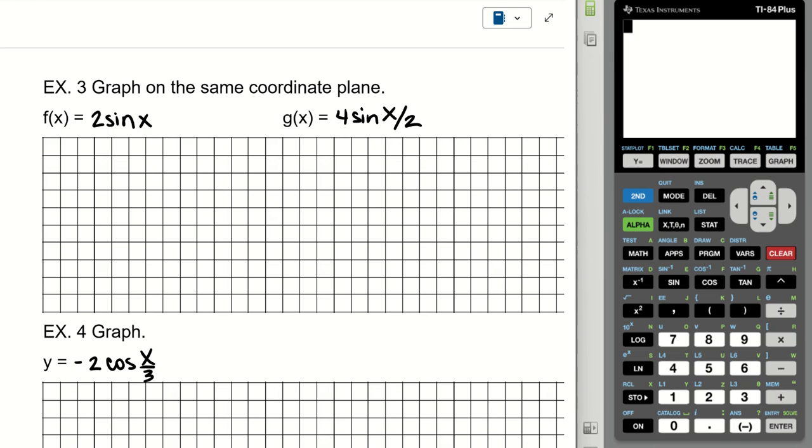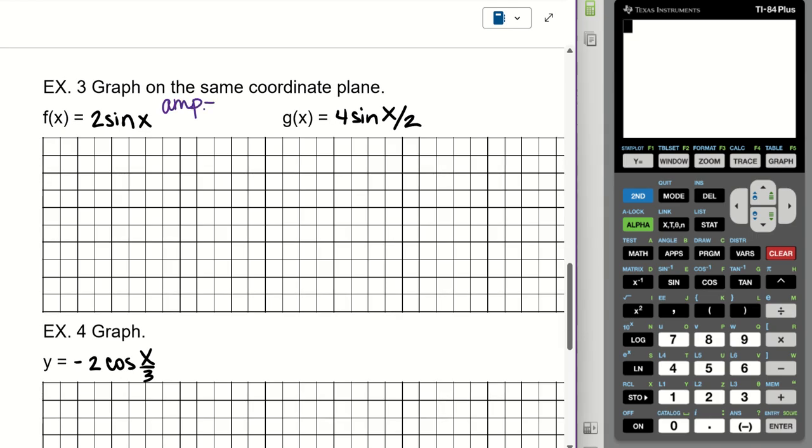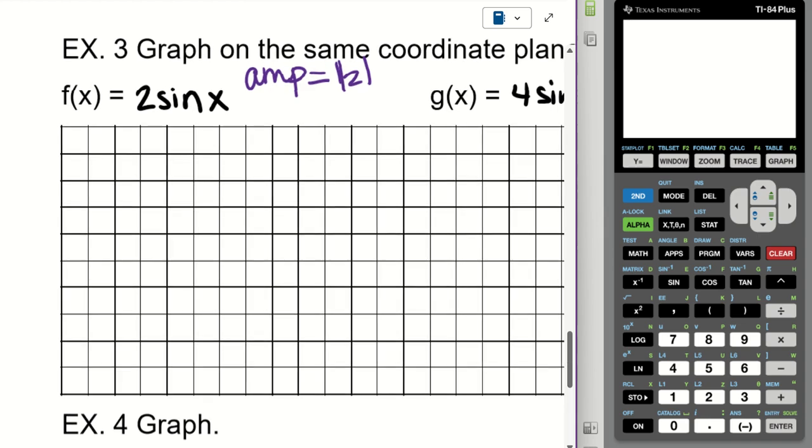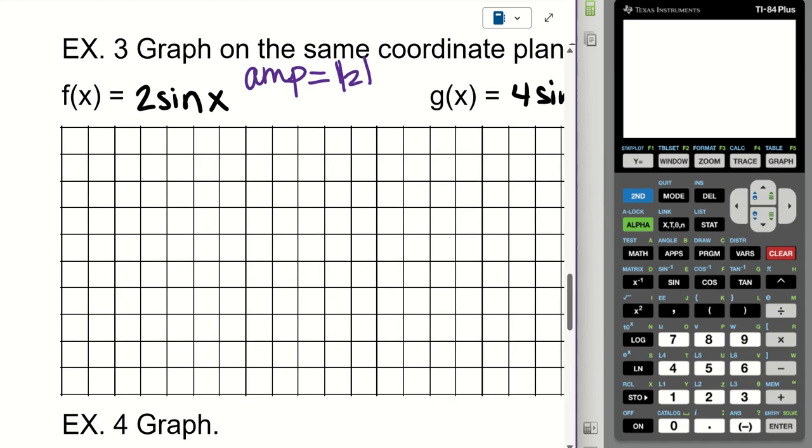So first up, again, is always looking at period and amplitude. So I've got two different functions for number 3. f of x is 2 sine x, and g of x is 4 sine x over 2. So let's start with f of x. So our amplitude is going to be the absolute value of 2. So that tells me that our graph is going to go up to 2 and down to -2. There's no shifting on this one. So I know it's just going to go to 2 and -2.